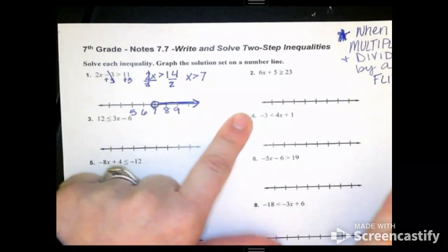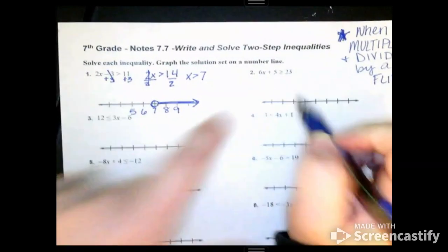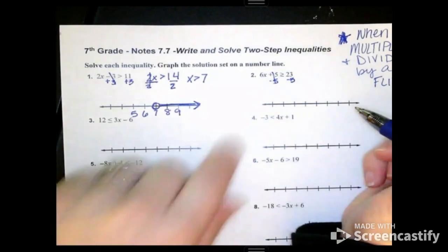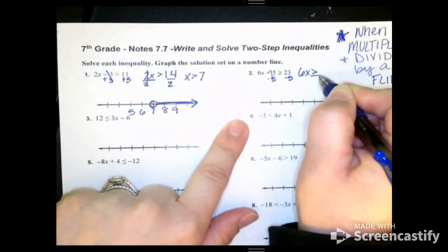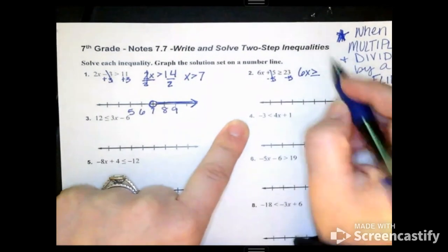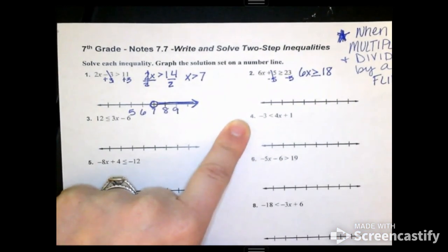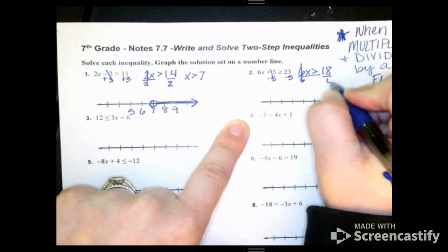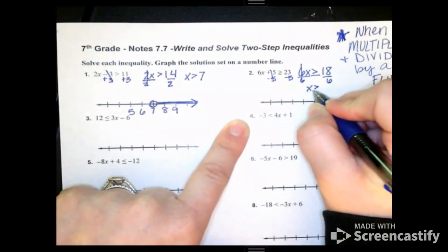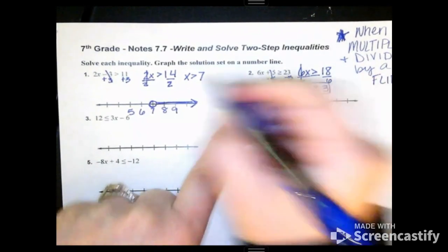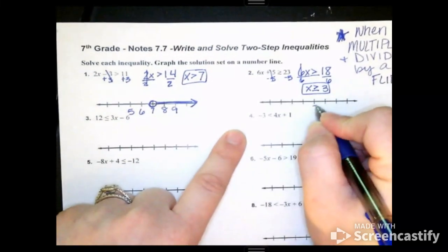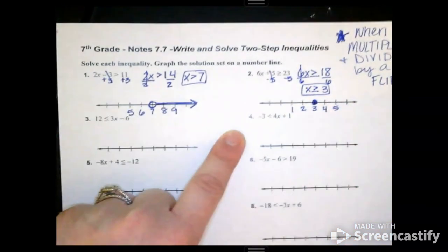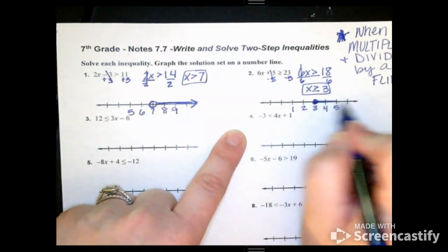All right, number 2. Which number is by itself? 5. It's adding 5, so I subtract 5. 6x is greater than or equal to, well, what's 23 minus 5? 18. All right. What do I do to solve? Divide by 6. X is greater than or equal to 3. All right. What kind of circle am I having on this one? Closed. Which direction am I shading? To the right.